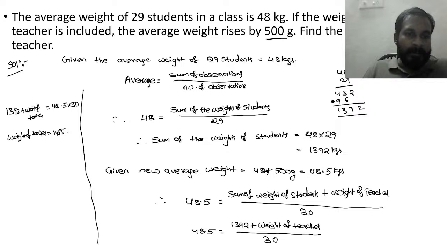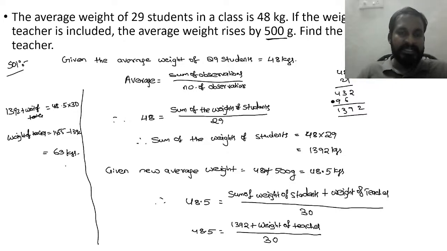1455 minus 1392. Therefore, the weight of the teacher becomes 63 kgs. Weight of teacher is equal to 63 kgs. See here, students, if you solve the same question for an objective type examination, that is different.